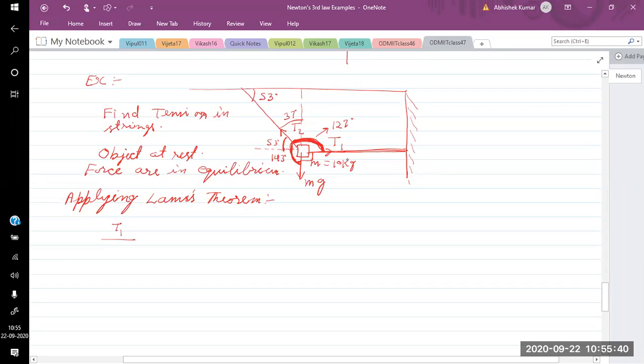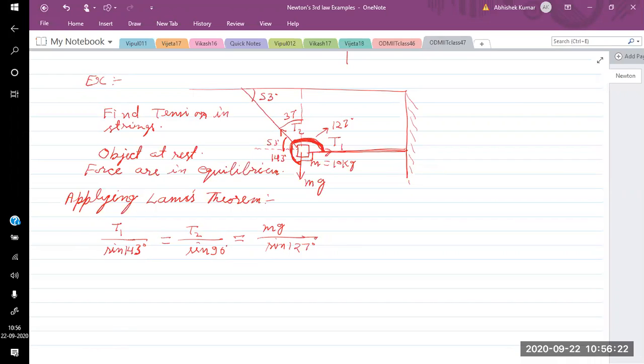So T1 and the angle in front of it, that is 143. So we can write T1 by sine 143 degree equal to T2 by, T2 is here, so how much is the angle in front of T2? That is 90. So T2 by sine 90 and the angle in front of mg, so mg by, the 127 degree, sine 127 degree. So you can write it like this: T1 by sine 143 equals T2 by sine 90 equals mg by sine 127.